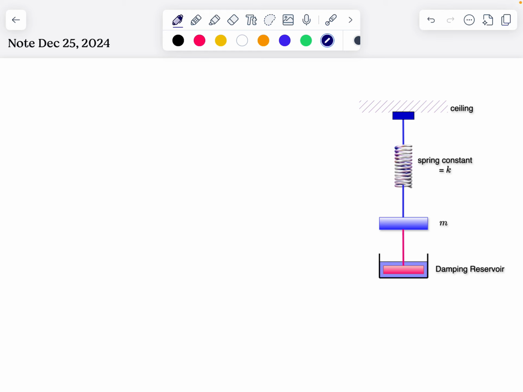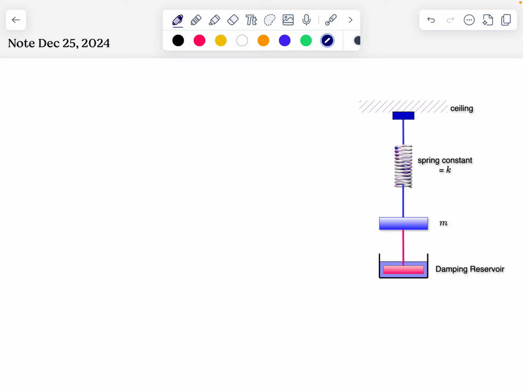So in this video, we'll look at the problem of a spring that's connected to a mass, which is in turn connected to a damper, and we want to find out how this damping affects the motion of the mass and spring system. So what are the characteristics of this damper?